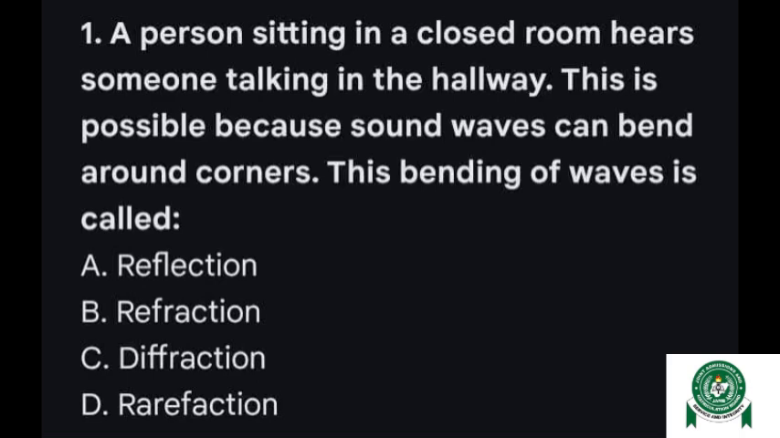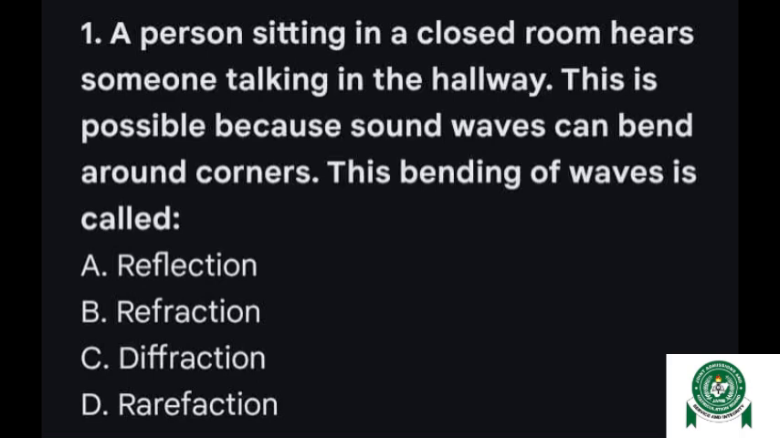Let's get started. The first question we have for today says, a person sitting in a closed room hears someone talking in the hallway. This is possible because the sound waves can bend around corners. This bending of waves is called dash. A. Reflection. B. Refraction. C. Diffraction. And D. Rarefaction. Now, first things first, we're going to define each of these key terms. When we're done with that, we'll pick the correct answer.